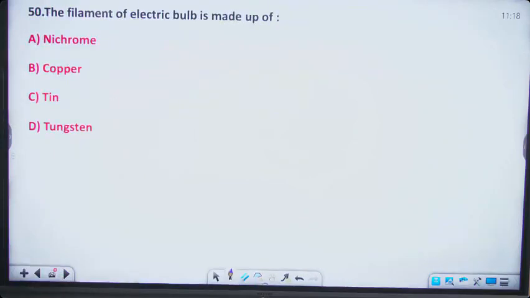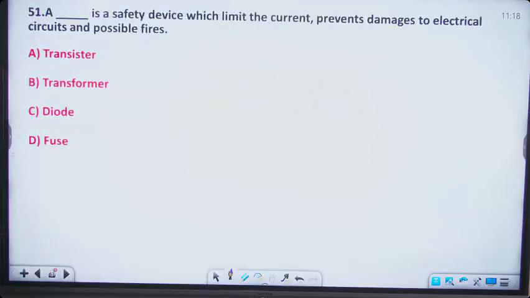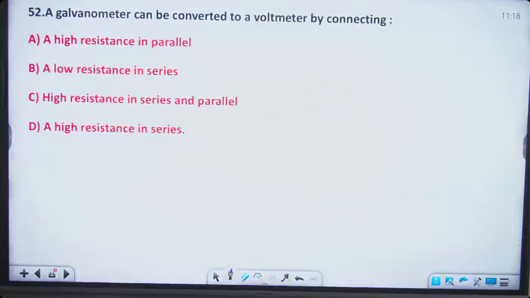The filament of electric bulb is made of tungsten filament. Dash is a safety device which limits the current, prevents the damage to electrical circuits and possible fires. Fuse. Then galvanometer can be converted to a voltmeter by connecting a high resistance in series or parallel.